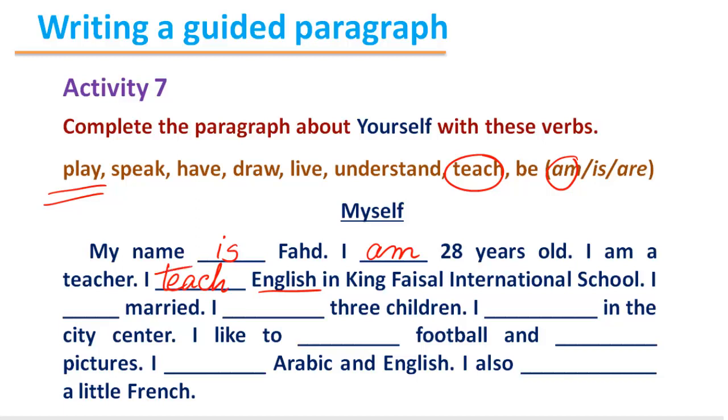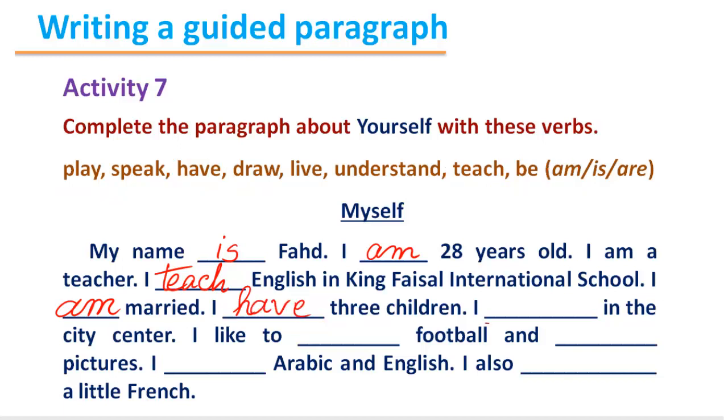As the information is given here also, I am a teacher. So, I teach English in King Faisal International School. Next sentence, I, there is a blank, also married, and this married is an adjective. So before the adjective we always put a be verb, and it is the subject I, so we have to put am. I am married. The next one, I, there is a blank, three children. So we can find speak three children, draw three children. No, the most suitable verb here is have. I have three children.